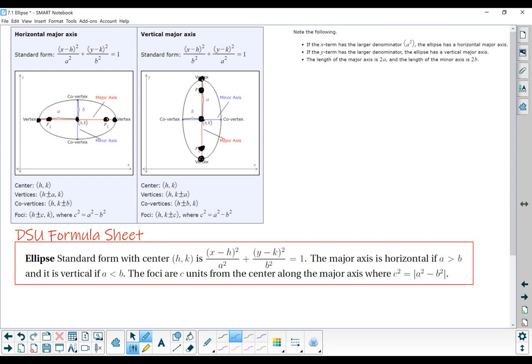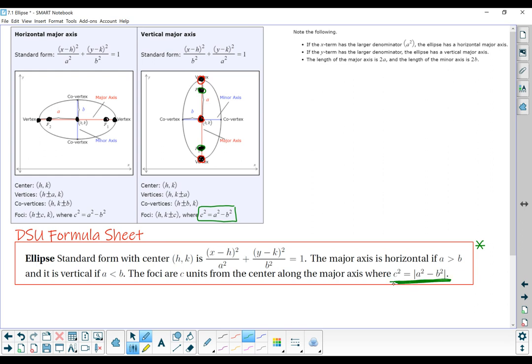You know how to find the center based on what we just graphed, and you know how to find the vertices because we were finding those when we were just graphing. What we need to talk about now is how do we find the location of the foci. For the foci, we are going to do a little calculation: c squared equals a squared minus b squared. On your Dixie State formula sheet, you do have this information.